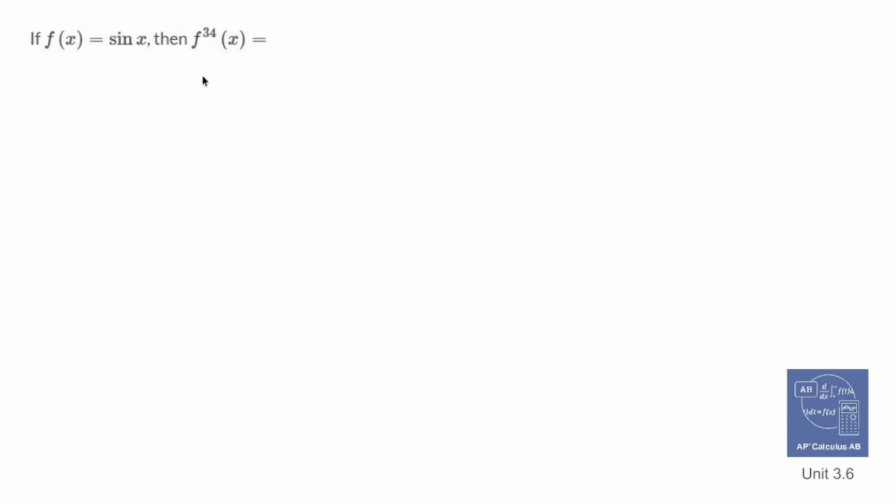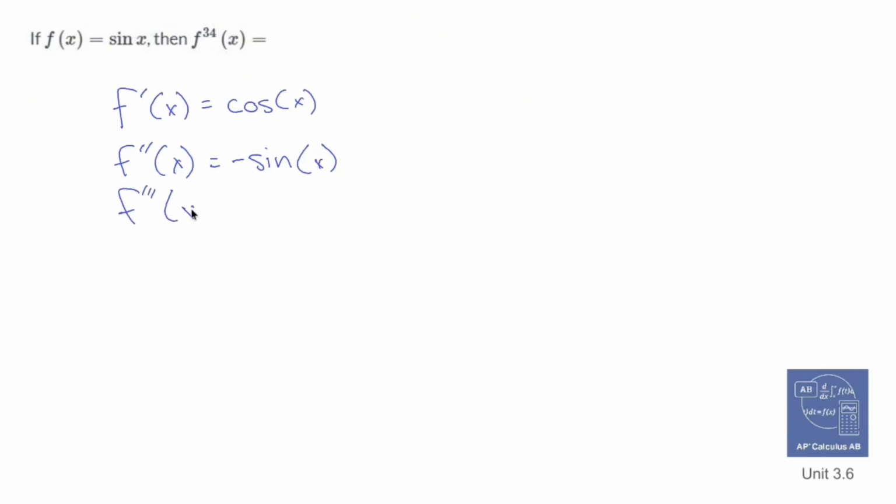Wonder if there's a pattern. Well, all right, so let's do this. The first derivative is going to be cos x. The second derivative is going to be the derivative of cos x, which is negative sine x. The third derivative is going to be the derivative of negative sine x, which is negative cos x. And the fourth derivative is going to be, oh, no way, sine x.